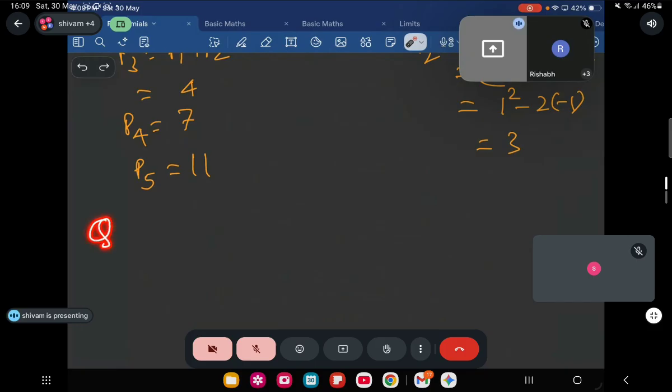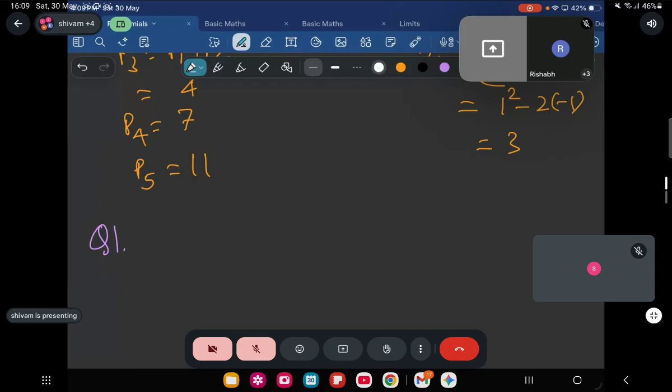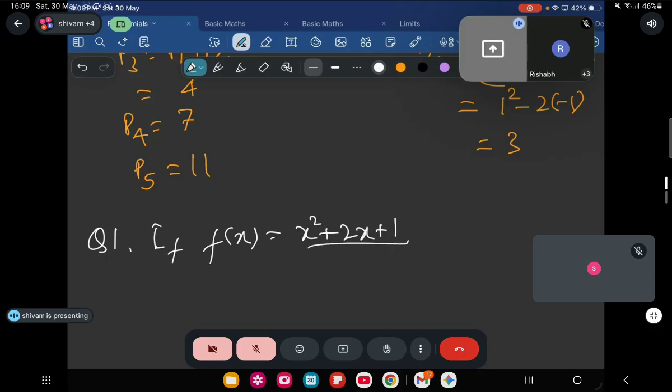Question number 1 for today. If f of x equal to x square plus 2x plus 1 divided by x square minus 8x plus 16. Sharita, do you have any doubt from the last class which you missed? No. Find x if f of x is less than 0.